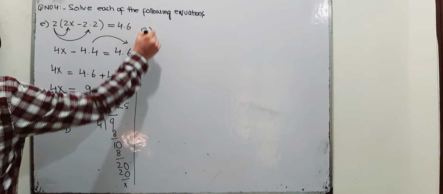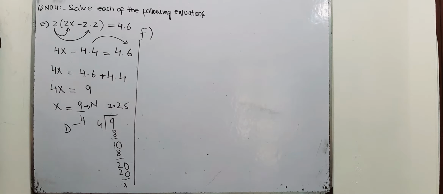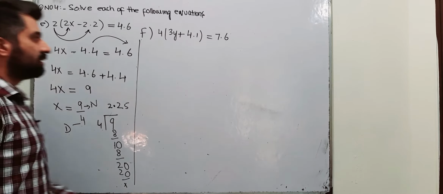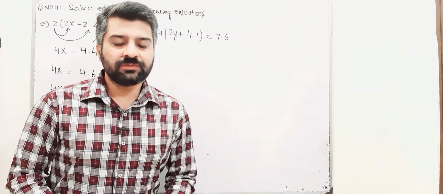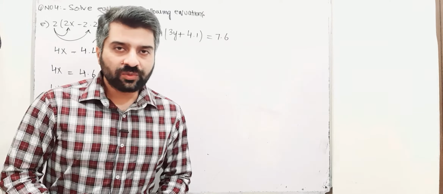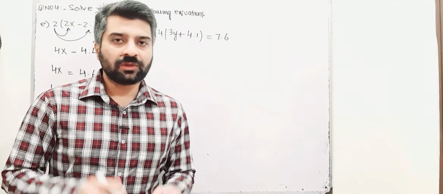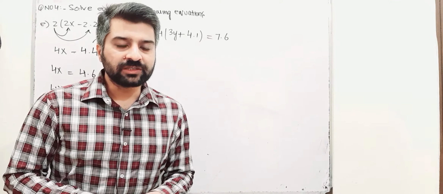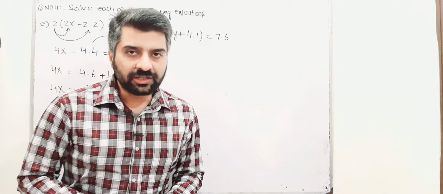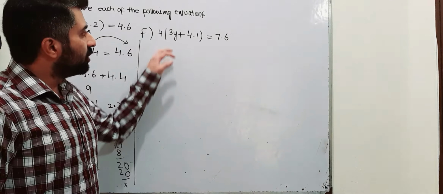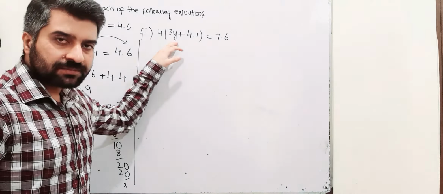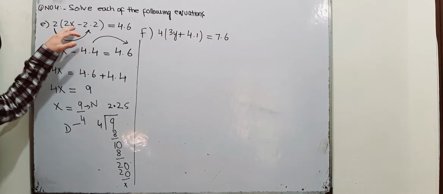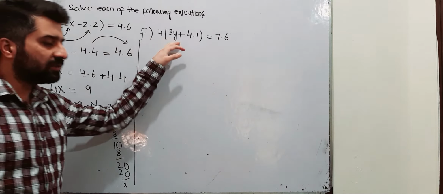Next part is part number F. Part number F is quite similar. All of these questions are basically linear equations where the power of the variable is 1. That is a linear equation. So we need to find the value of the variable which is y in this case. Previously the variable was x and now here it is y.